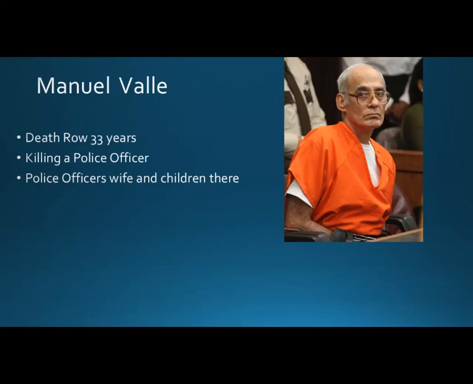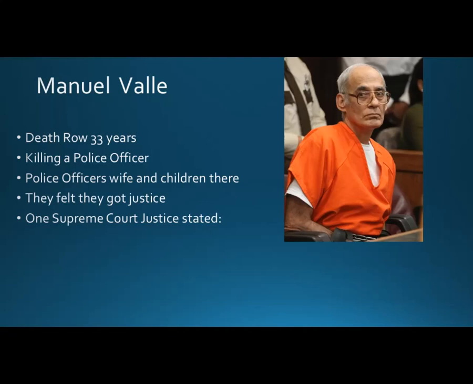And remember, there's always a victim. When somebody's on death row, that's an aggravating factor. Manuel Valle has been on death row for 33 years for killing a police officer. And in one of the videos you watched on the death penalty, you'll see the guy that killed him. He got married, and doesn't think he's ever going to get out of jail because of it.